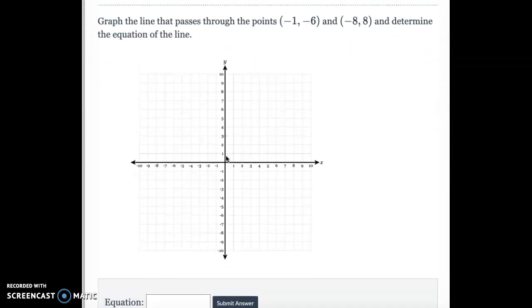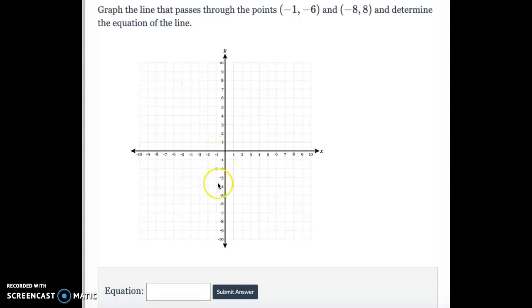Next problem. So we go over to -1 and down to -6. That's our first point. And then our second point is over to -8 all the way up to 8. That's our second point. So we're going to have a y equals something times x plus or minus something else. Now the y-intercept is always the quickest thing to find because all you have to do is go over to your y-axis and look at where your line crosses that. It's right here at -8, so -8 at the end.